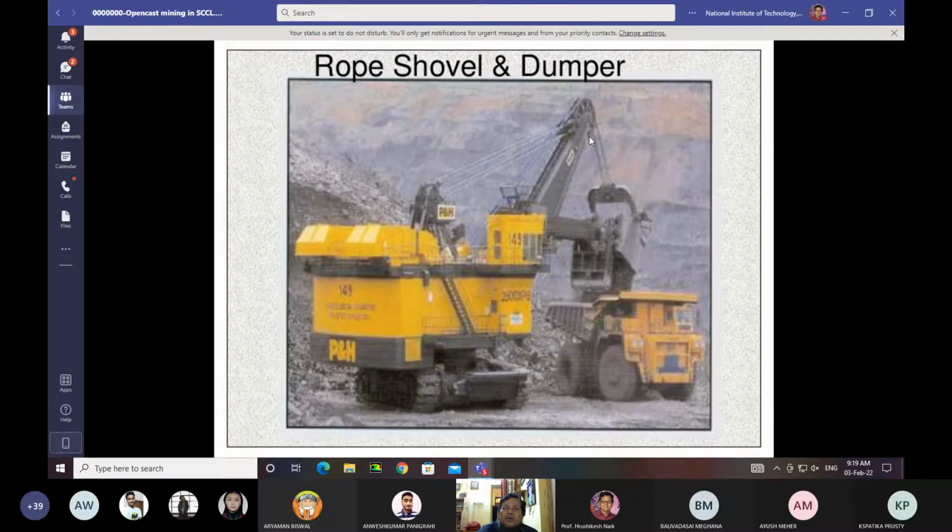These are the hoist ropes or lifting ropes. Different types of ropes are used for operation of the bucket, and this bucket is unloading the material, loading the material to the dumper, and the dumper is carrying the materials to its destination. So this is the rope shovel and dumper combination of mining.